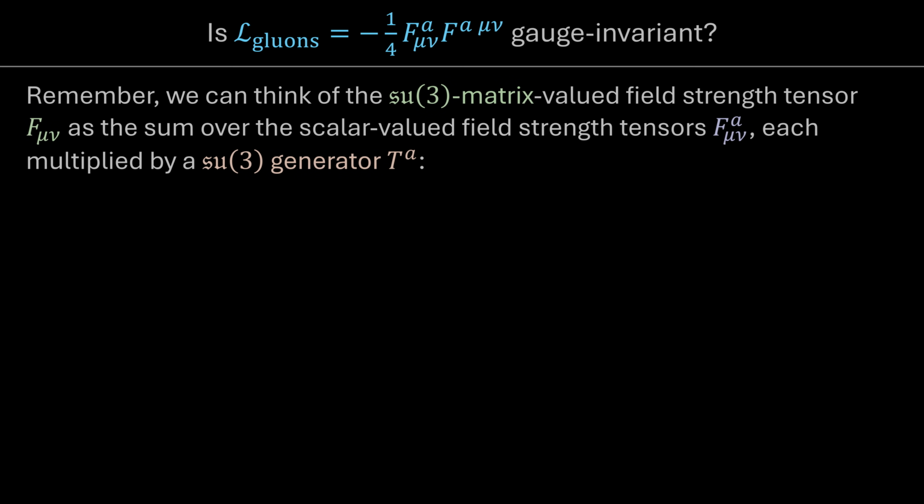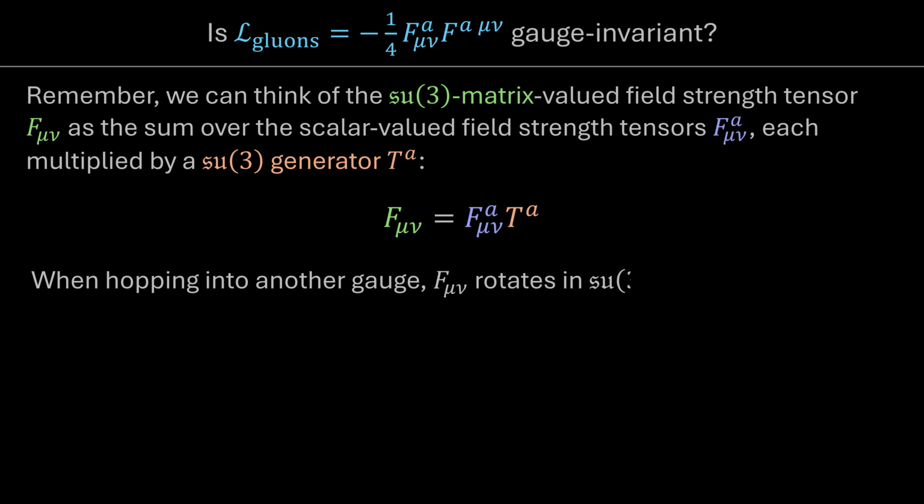So the thing to keep in mind is that we can imagine our SU3 matrix-valued field strength tensor, F mu nu, as the sum over 8 real scalar-valued field strength tensors, F mu nu A, each one multiplied by a SU3 generator, T A. Right? So F mu nu equals F mu nu A T A. And all we're saying there is that the space-time components of F mu nu live in SU3.